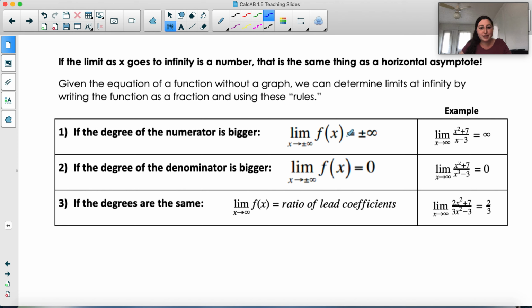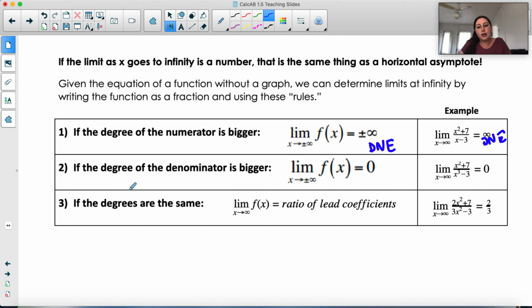And if you remember what I said for the AP Calc exam, for either positive or negative infinity, you can just say DNE. So you don't have to worry about which one it is. That's if the degree of the numerator is bigger. So if you have x squared plus 7 over x minus 3, 2 is bigger than 1. So we'd say the limit to infinity is infinity, or you can just say DNE. I believe Delta Math just says DNE.